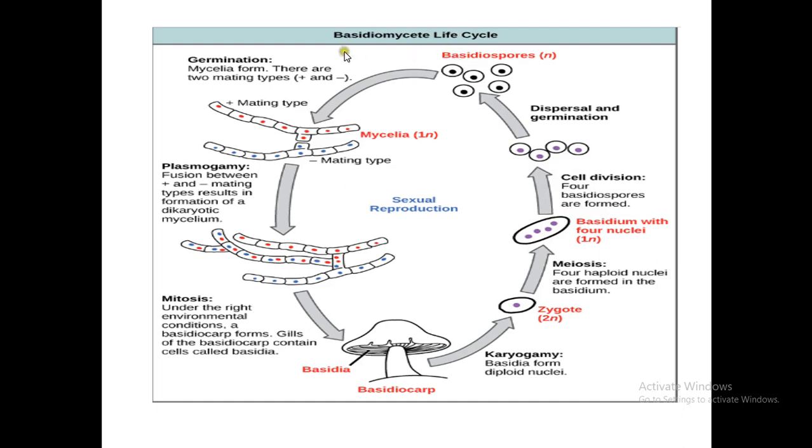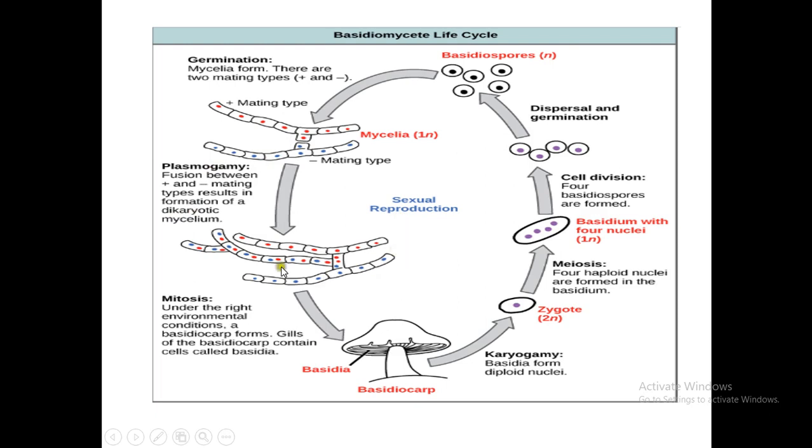Now, when these undergo germination, they have different types of mycelia. For mating, one from the positive side and one from the negative side, these two types of strain come closer, they mate together in plasmogamy, and this fusion between these two different mycelia which are compatible results in the formation of dikaryotic mycelium.